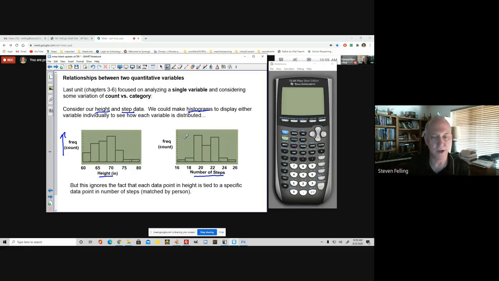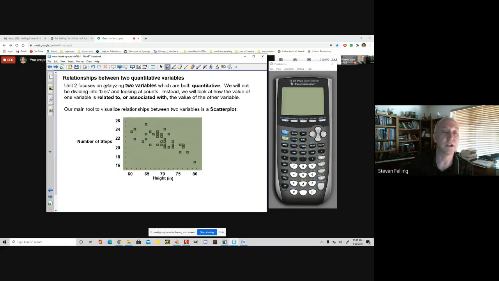But that ignores the fact that there's a connection between a particular number of steps linked to a particular height in the data set. So what we're doing in this unit is talking about that connection. Okay, so if we were to plot the height as, say, the X variable, and then the number of steps as the Y variable, every one of these dots represents a person.